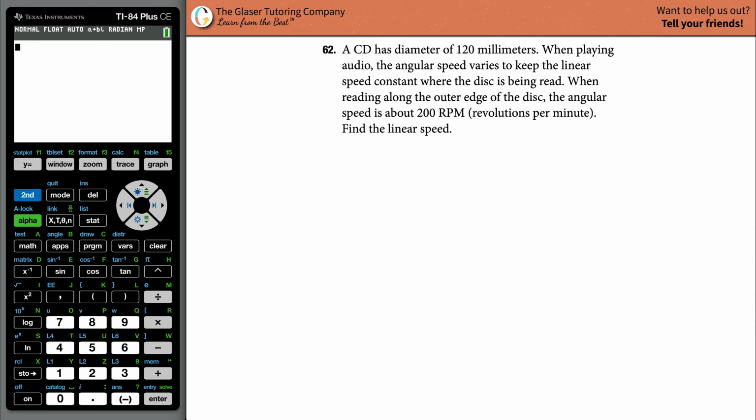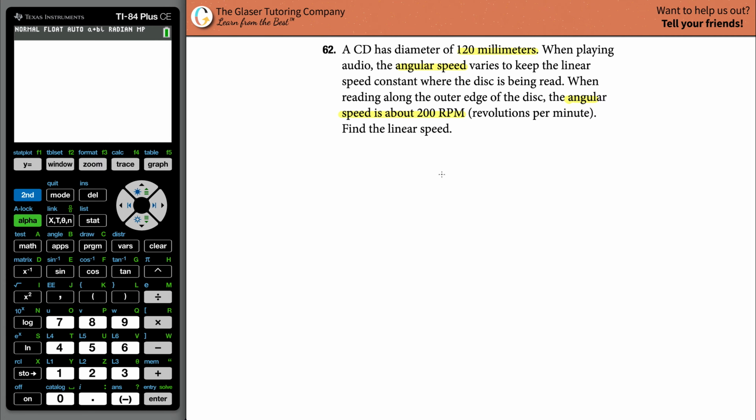Number 62. A CD has a diameter of 120 millimeters. When playing audio, the angular speed varies to keep the linear speed constant where the disc is being read. When reading along the outer edge of the disc, the angular speed is about 200 RPMs, revolutions per minute. Find the linear speed.